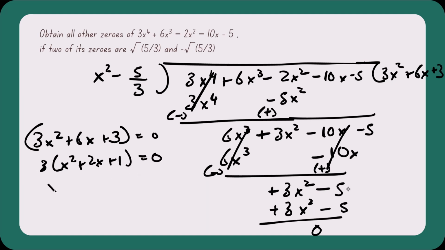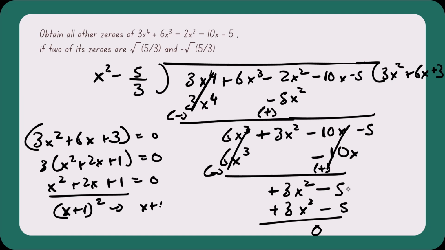I'll take the 3 on to the other side. It will become x square plus 2x plus 1 equal to 0. Okay, now what will we do? We'll do splitting the middle term, right? Or you can do identity. What identity is this? This is x plus 1 the whole square, right? a square plus 2ab plus b square, right? So this will become x plus 1 into x plus 1 is equal to 0, correct? Yes. So that implies x is what? x is equal to minus 1 and x is equal to minus 1. So these are our zeros.